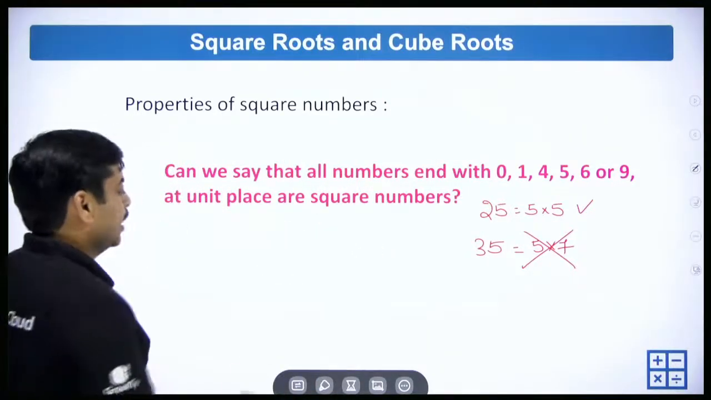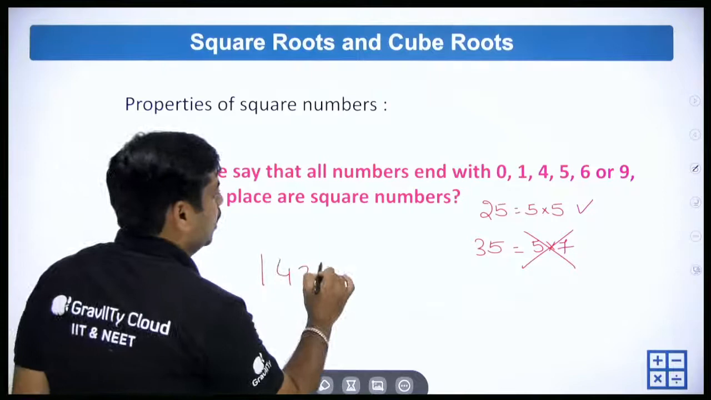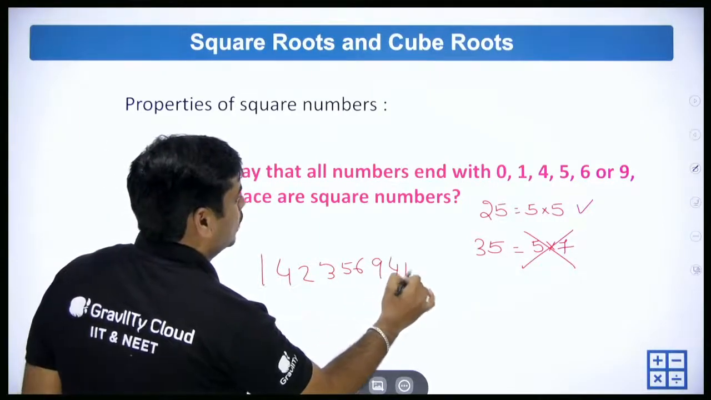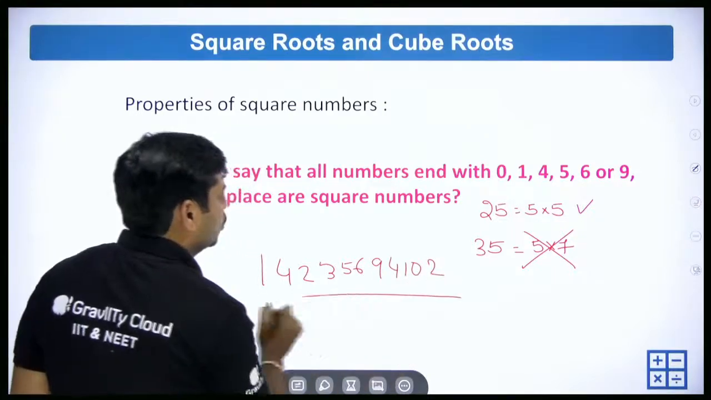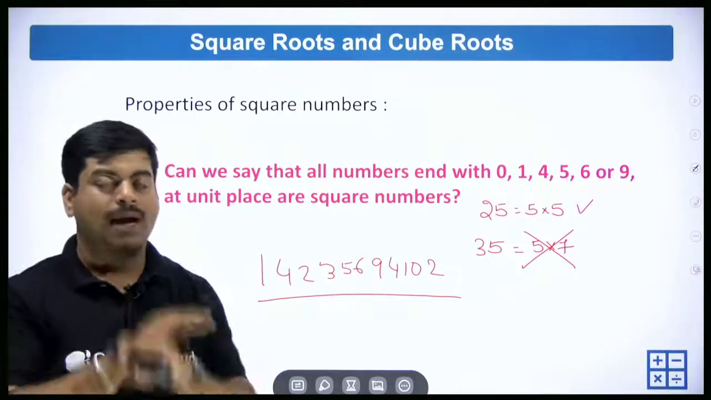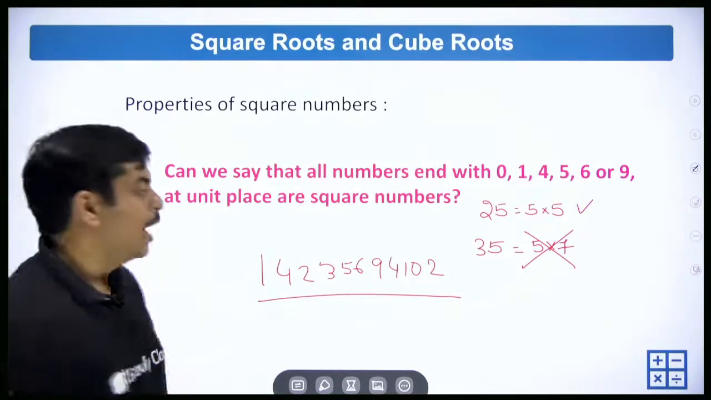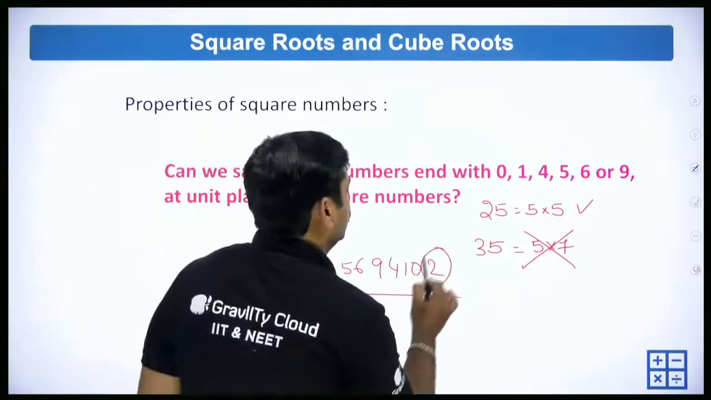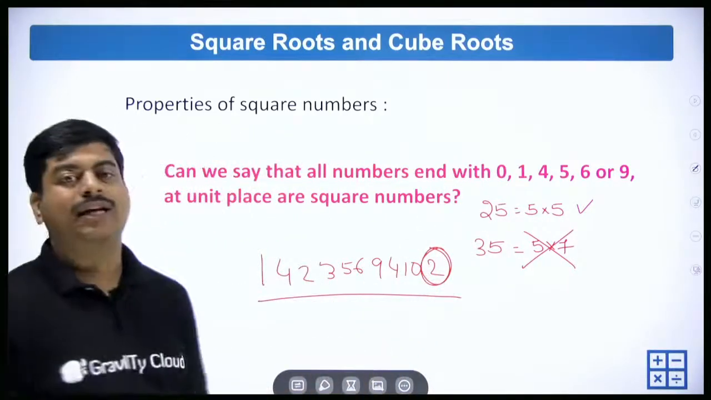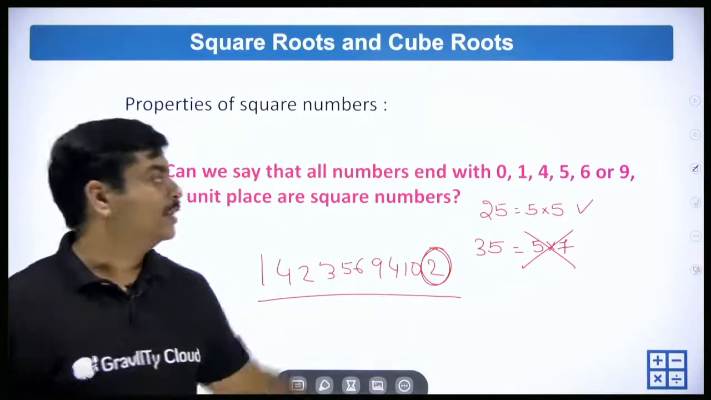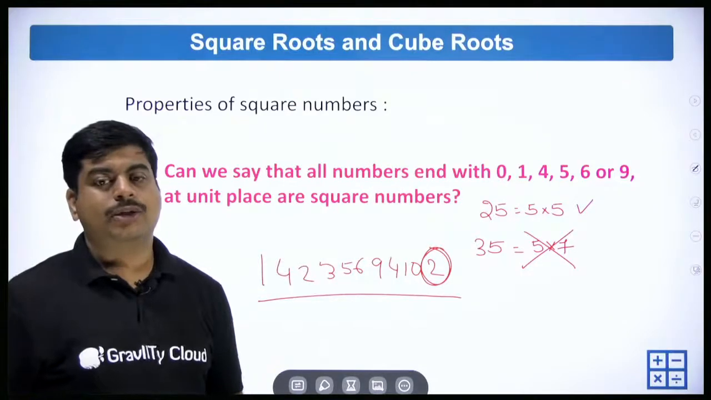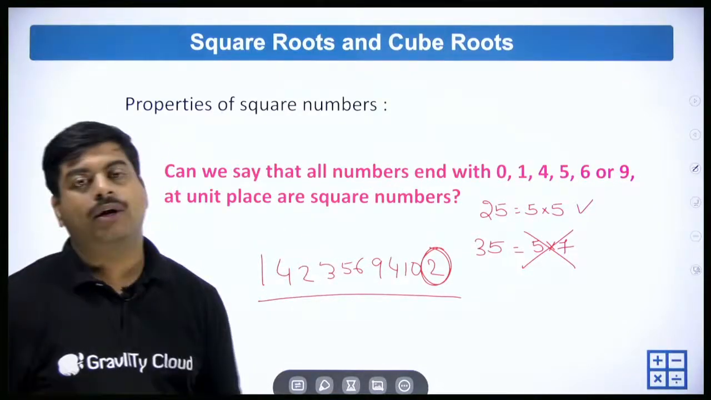I'll give you a big number, okay. 14235694102. Now my question is, is this number a perfect square? Is it a square number? The answer is no. Why? Because the last unit digit is 2, which cannot happen. The unit digit of any square number cannot be 2. It should end with 0, 1, 4, 5, 6 or 9.